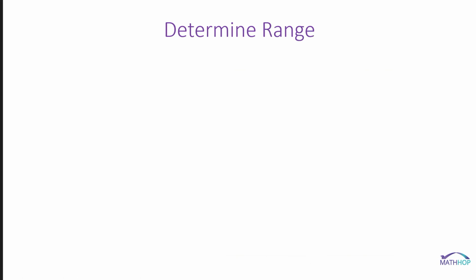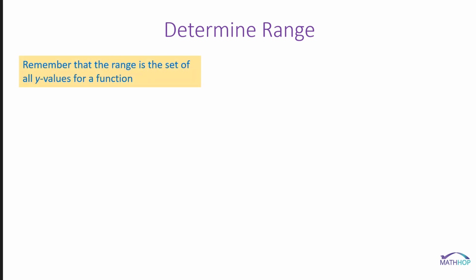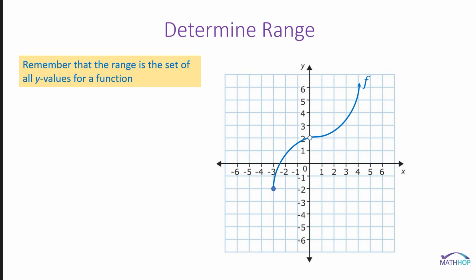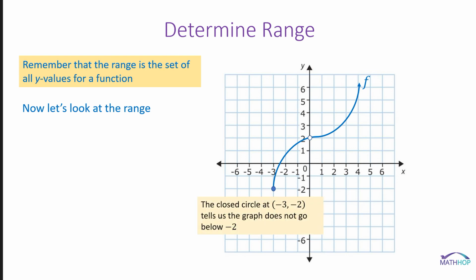All right, let's look at the range. And remember, I know it hasn't been that long, the range is the set of all y values for a function. Looking at the same exact graph, let's investigate the range. So let's start at the same point. That closed circle at -3, -2 tells us that the graph doesn't go below -2. So the lowest output, the lowest y value, is -2.